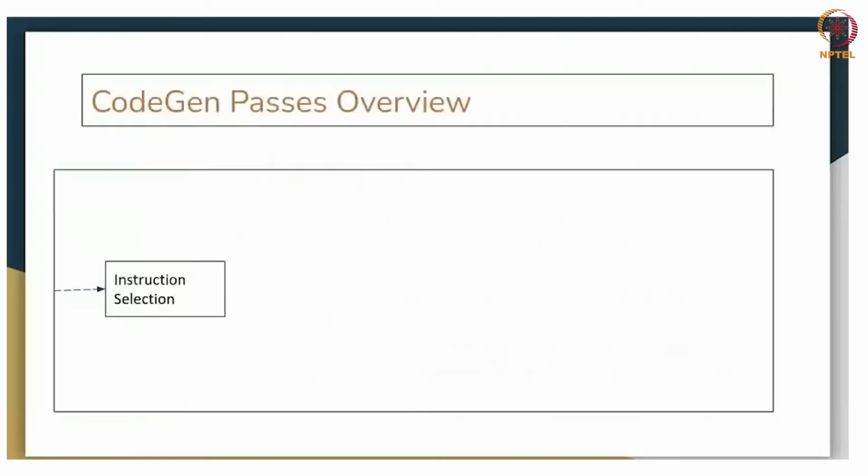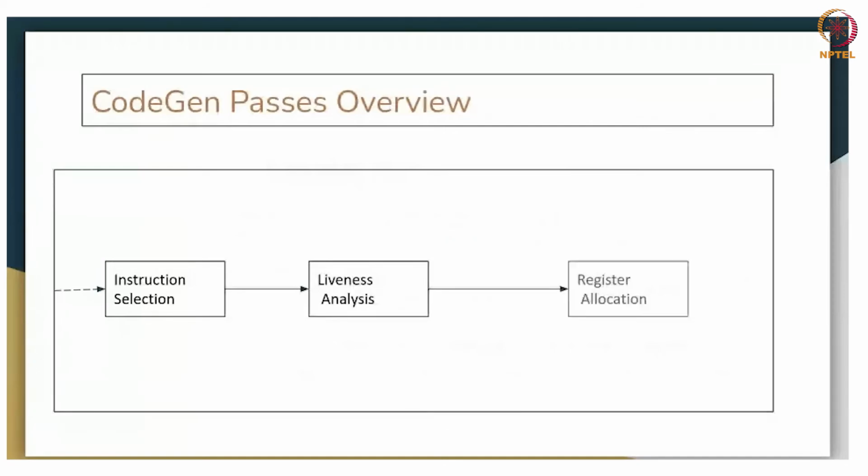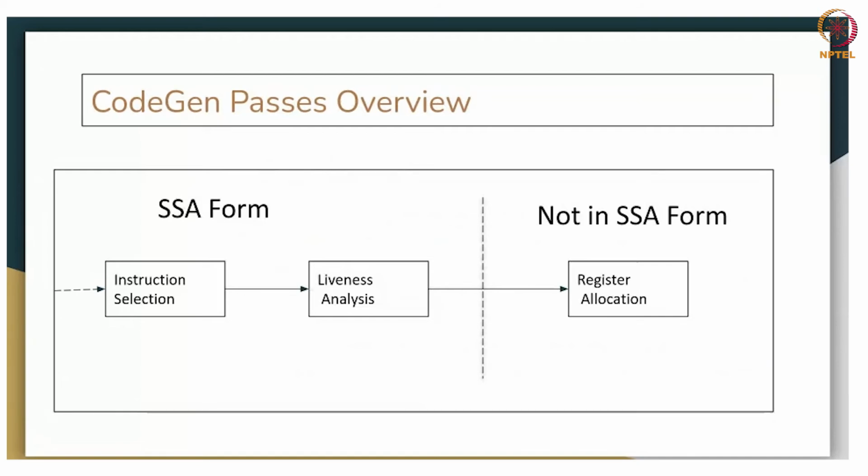So you have instruction selection, then liveness analysis, and register allocation. Here I put a bar because the left half is in SSA form and this is not in SSA form. Input is the LLVM middle-end IR, or LLVM IR. After instruction selection, you do some liveness analysis, then register allocation. These are some important passes, but not limited to these.